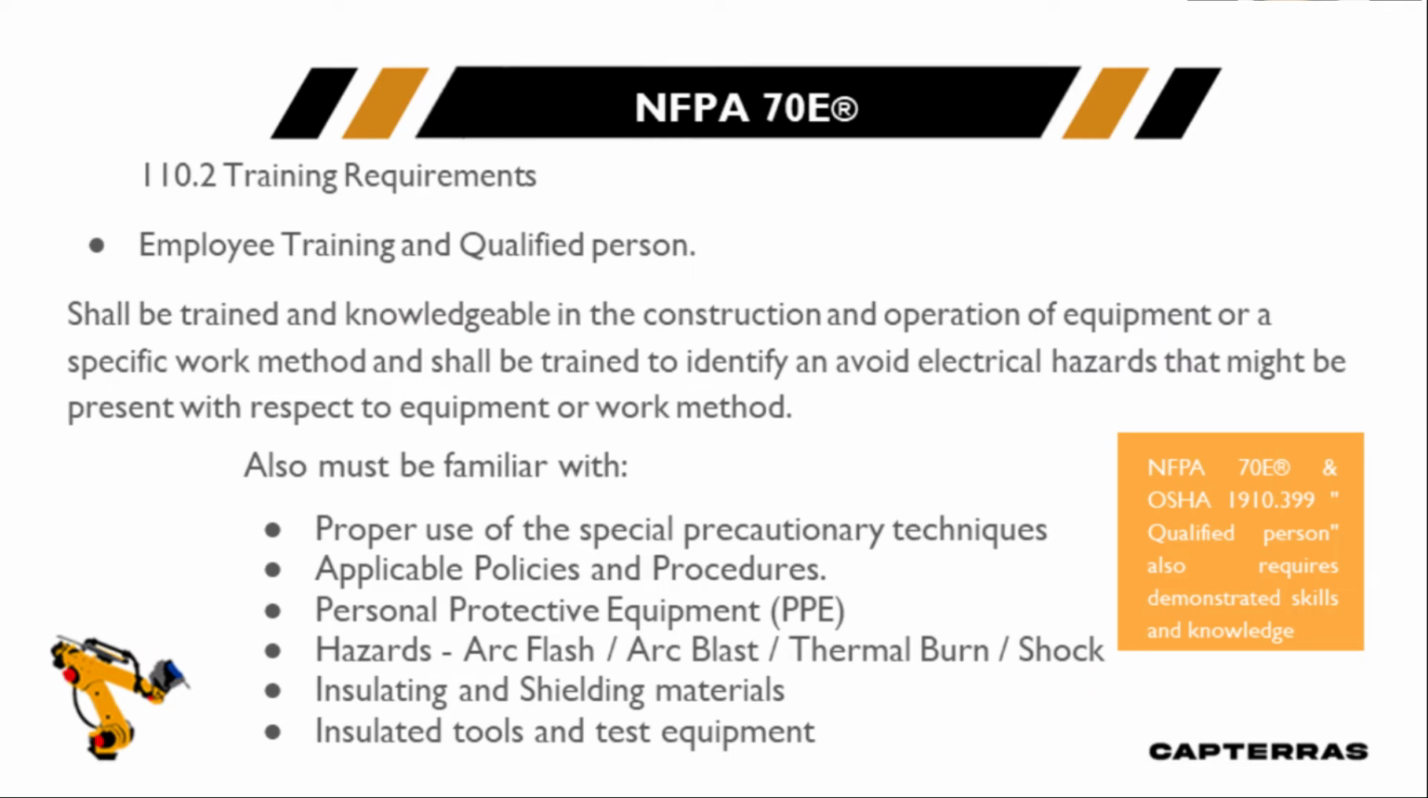The training requirements. Employee training: a qualified person shall be trained and knowledgeable in the construction and operation of equipment or a specific work method, and shall be trained to identify and avoid electrical hazard that might be present with respect to equipment or work method. Also must be familiar with proper use of the specific precautionary techniques, applicable policies and procedures, personal protective equipment, PPE, hazard, arc flash, arc blast, thermal burns, shock, insulation and shielding materials, insulating tools, and test equipment. As a note, the person also is required to demonstrate skills and knowledge.